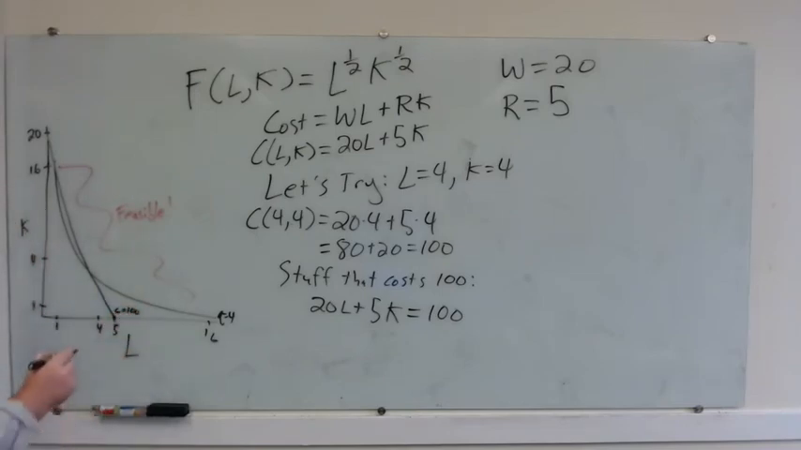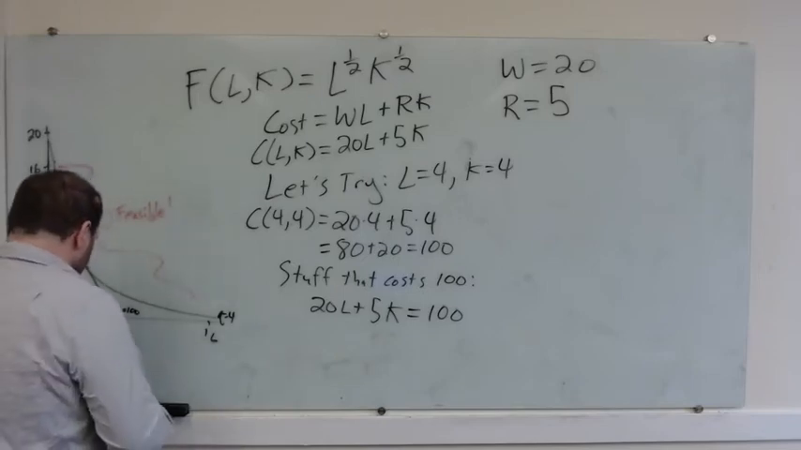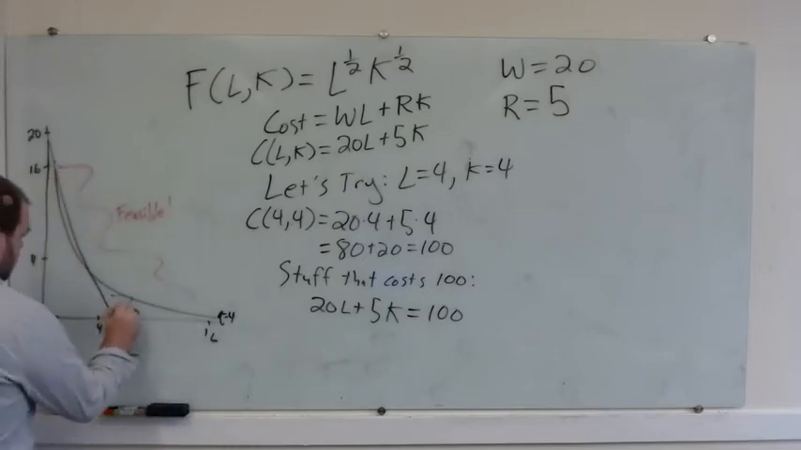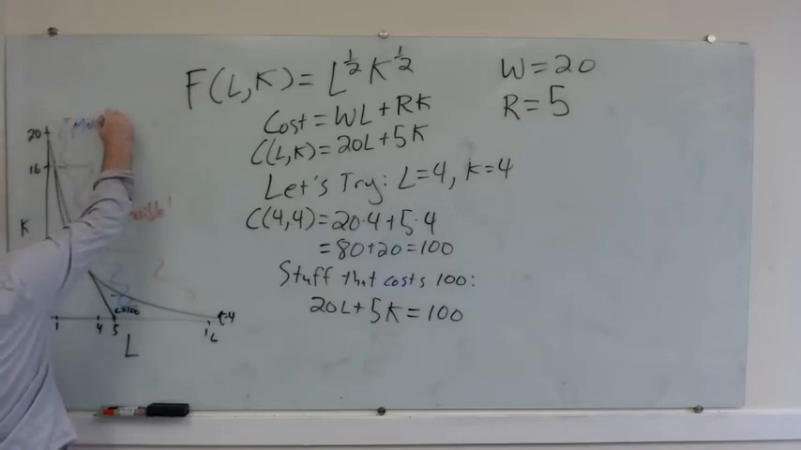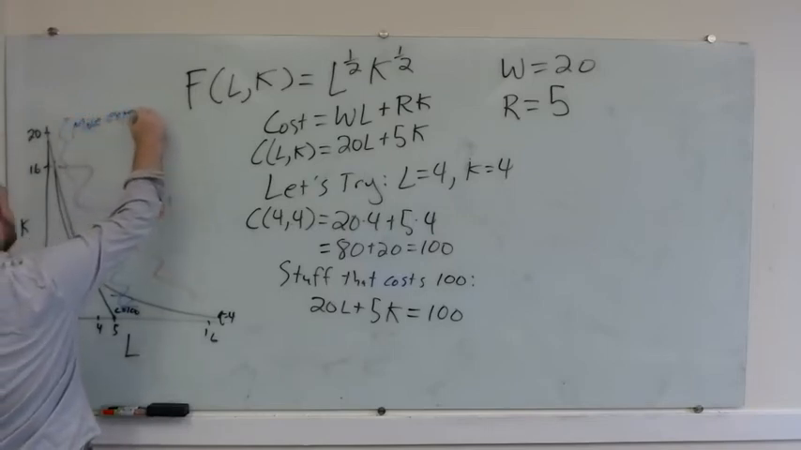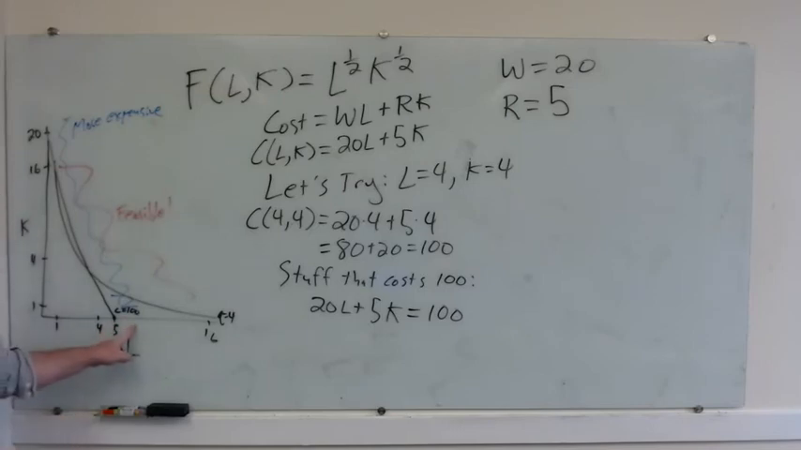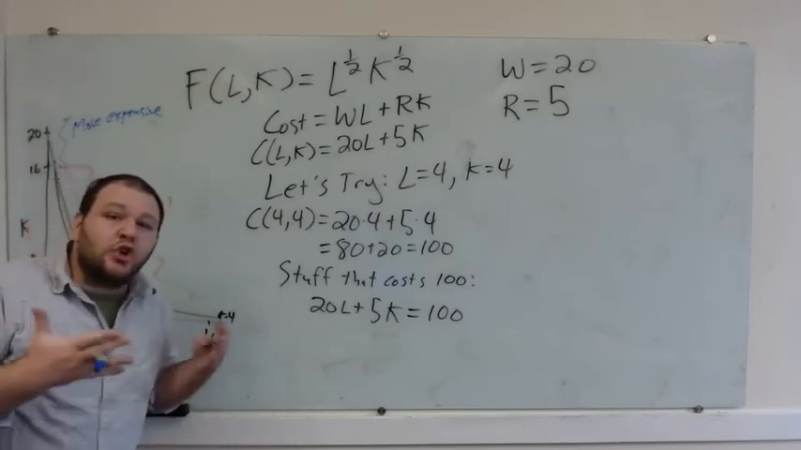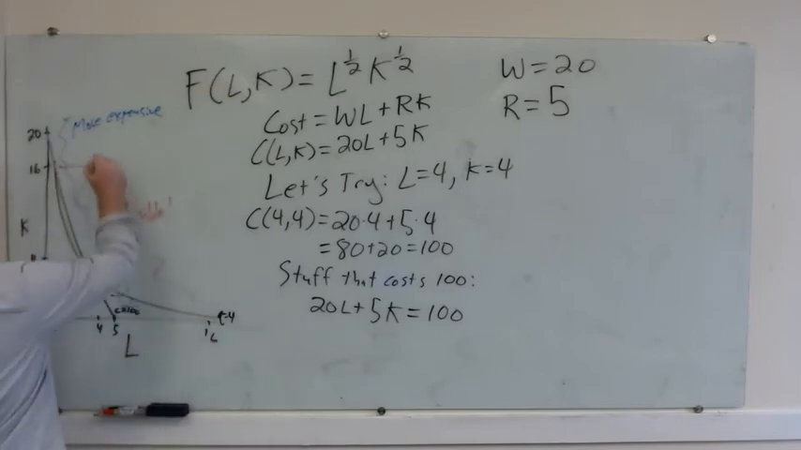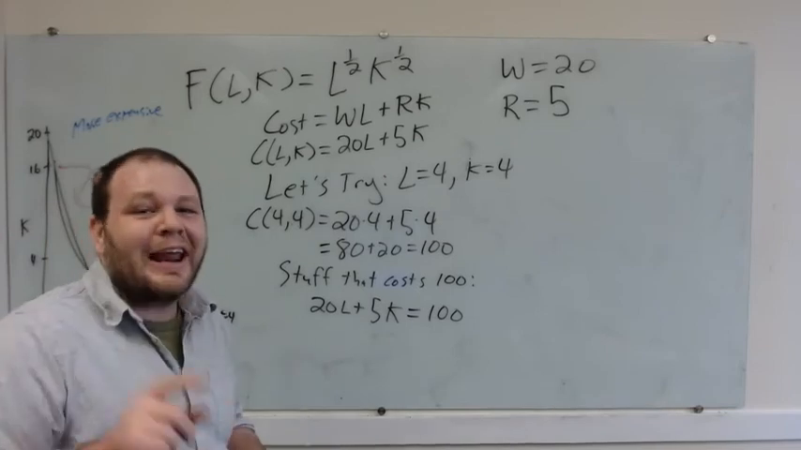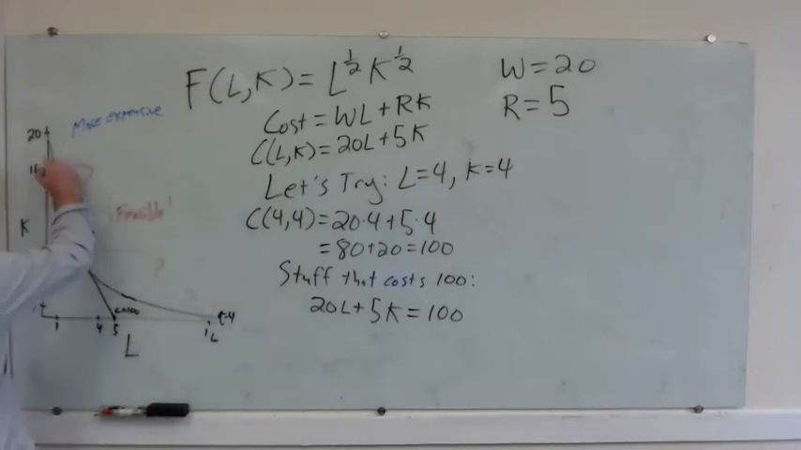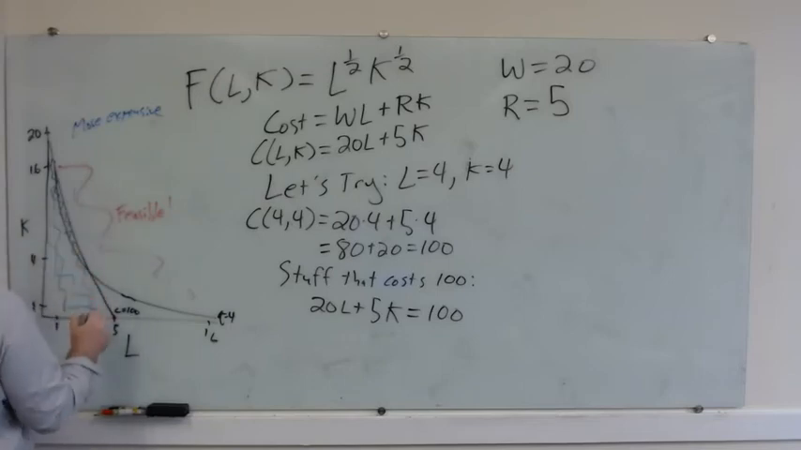And everything up here is going to be more expensive. If I added a worker and didn't take away any capital, I would certainly increase my costs. So everything up here has got to be more expensive. Everything down there is going to be cheaper. I forgot I only had two good colors. So everything below this is going to be cheaper than $100.